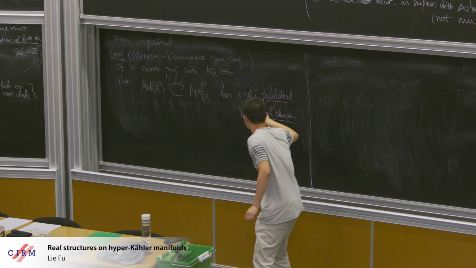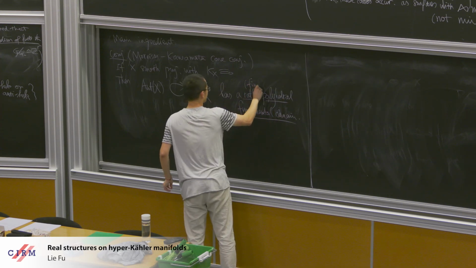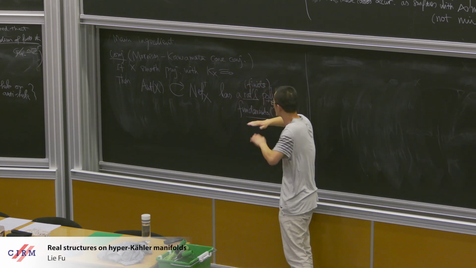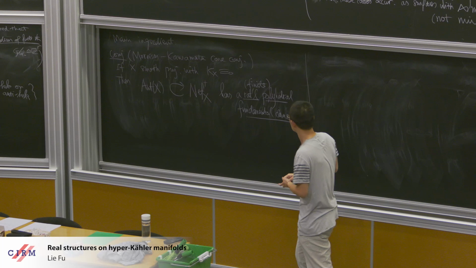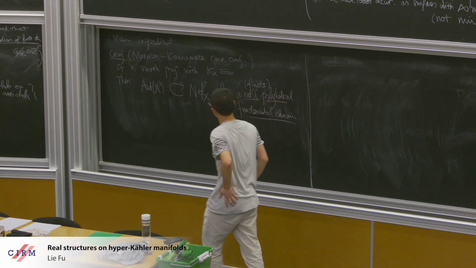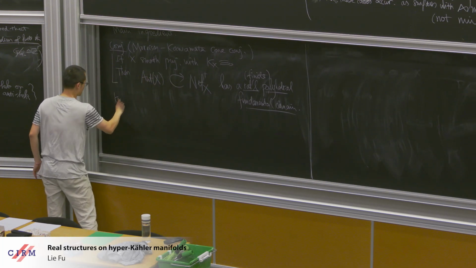Yeah, it's finite on the nose. Usually people put the word finite, but I think in today's literature they drop the adjective. It's really called a finite rational polyhedral fundamental domain. That's the Morrison-Kawamata cone conjecture, and there are some known cases.